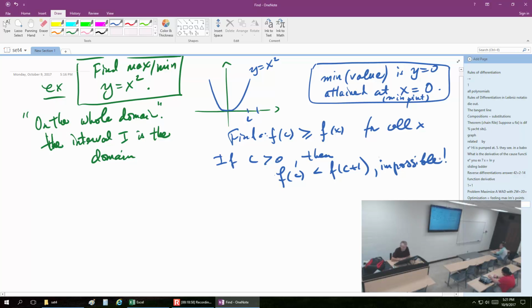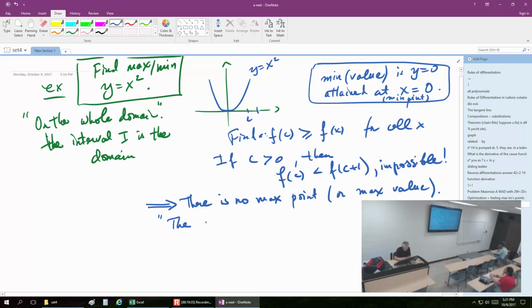So the conclusion is there is no maximum point, and there is no maximum value either. That's the conclusion that we make. We could put it in a more descriptive and more affirmative way than just saying there is no such thing. We would say the function is unbounded above.